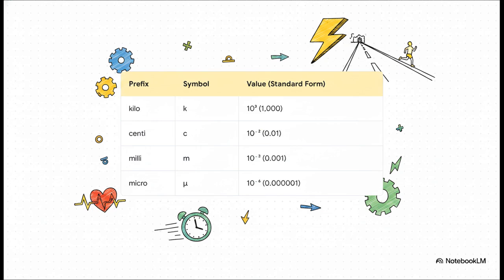We use prefixes. You can think of them like superpowers for our base units. For example, kilo just means 1,000. So instead of saying 1,000 meters, we just say 1 kilometer. Easy. On the other end, milli means 1,000th. So a tiny fraction of a second becomes a millisecond. They're basically the ultimate shortcuts in science.